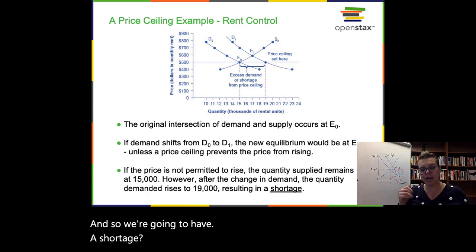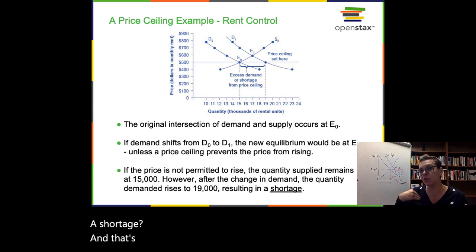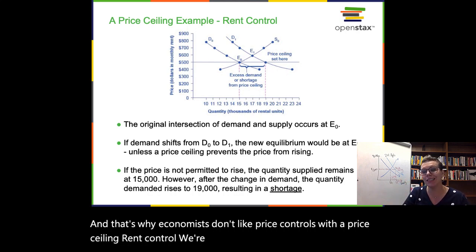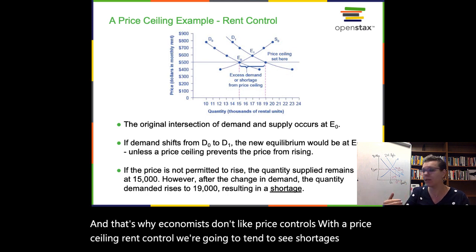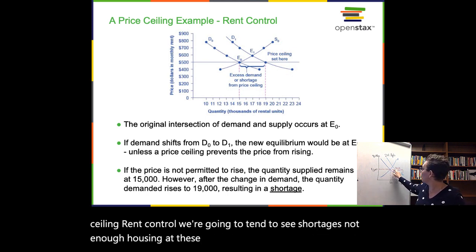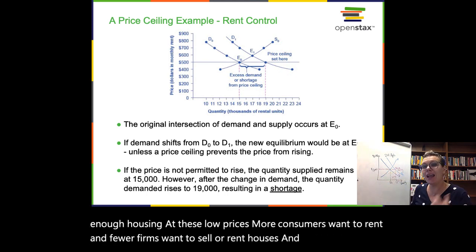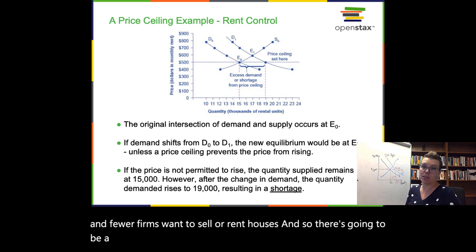And that's why economists don't like price controls. With a price ceiling like rent control, we're going to tend to see shortages, not enough housing. At these low prices, more consumers want to rent and fewer firms want to sell or rent houses. And so there's going to be a shortage of housing.